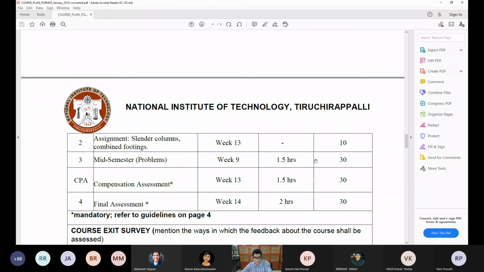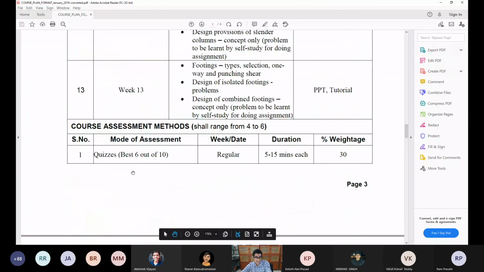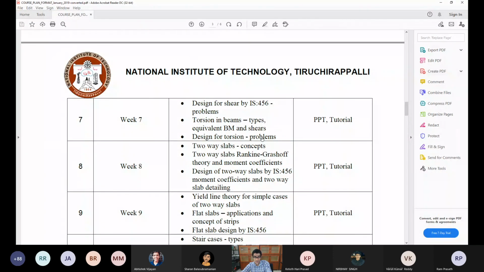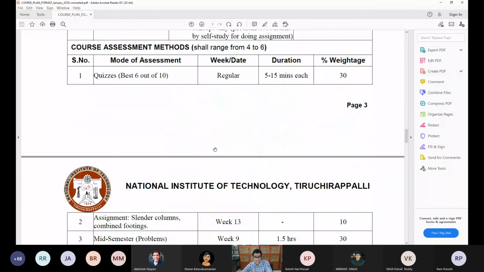Mid semester is 30 marks, but I'll be giving 1.5 hours only, because the problems will be like that. You don't need 2 hours. Just because it's 30 marks does not mean I'll set it for 2 hours. I'll set it so it can be answered in 1.5 hours, with 30 marks. Final assessment will be as usual, 2 hours, 30 marks. Mid semester will mostly be till design for torsion. So this is the course plan.